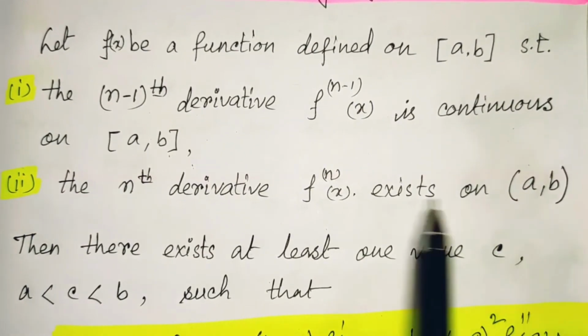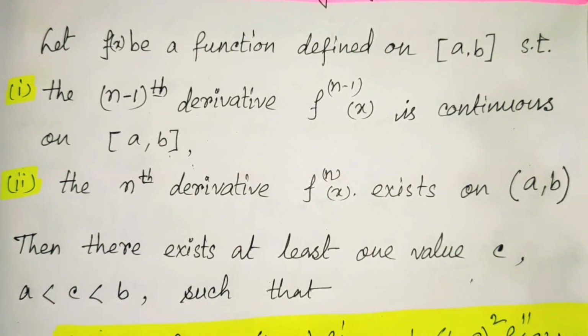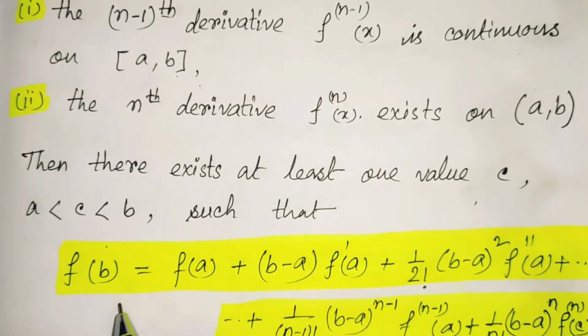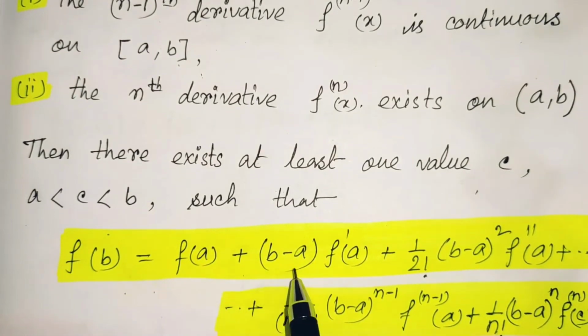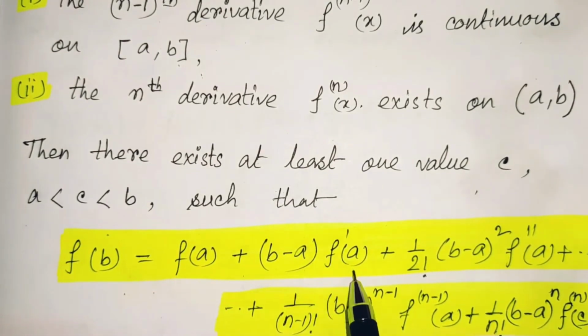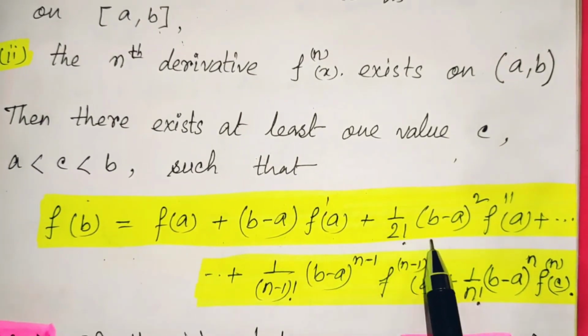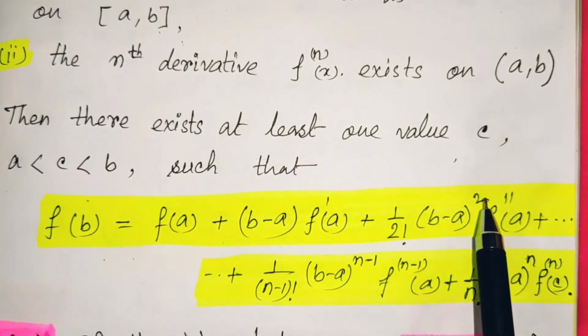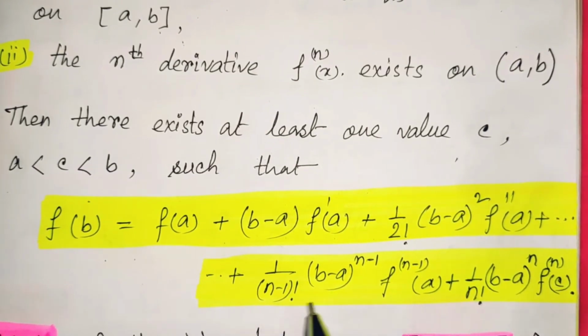If these two conditions are satisfied, then there exists at least one value c that lies in between a and b such that f of b is equal to f of a plus (b minus a) f dash a plus 1 by 2 factorial (b minus a) whole square f double dash of a. In this way it will continue, and these are the last two terms.